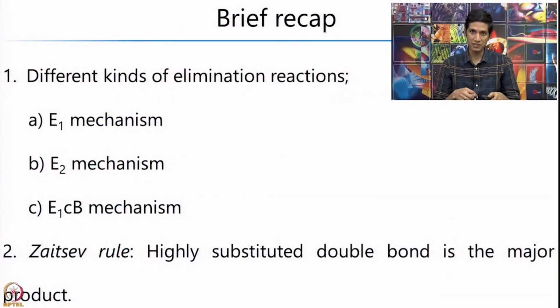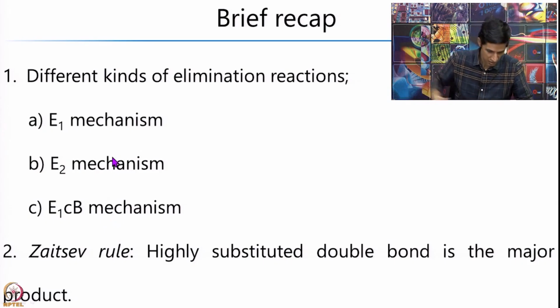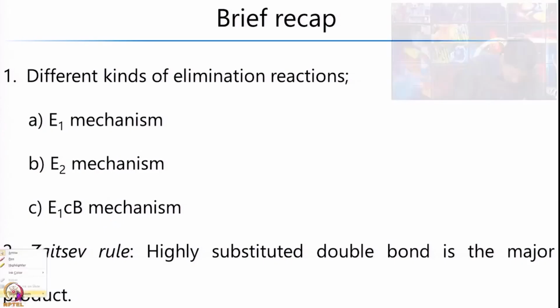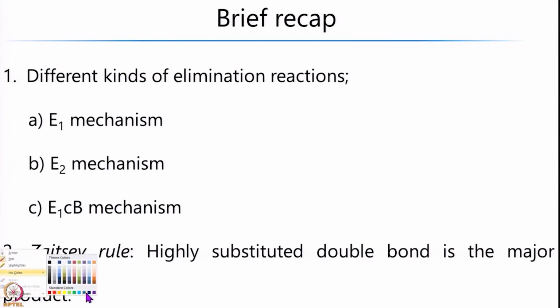In the previous lecture, we had looked at different kinds of elimination reactions, that is via E1 mechanism, E2 mechanism, E1CB mechanism, and we had also looked at something called Zaitsev's rule. So we had said that in E1 mechanism a carbocation is involved. So just to make it clear, I shall write that down. In an E1 mechanism a carbocation was involved.